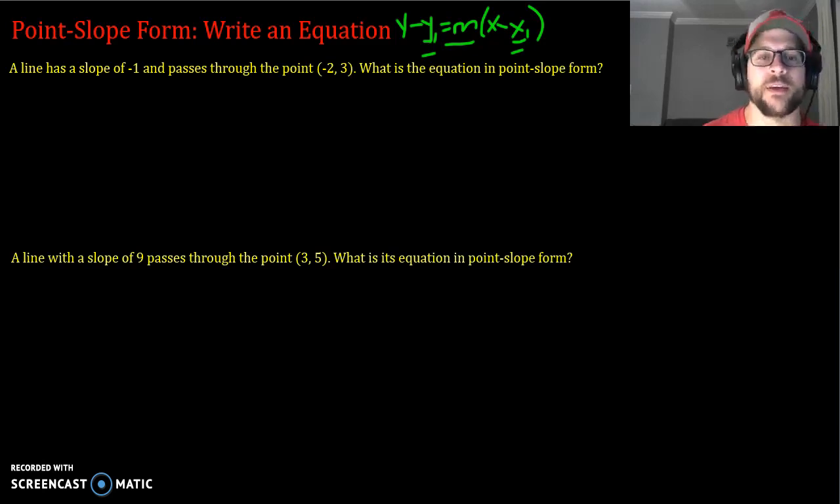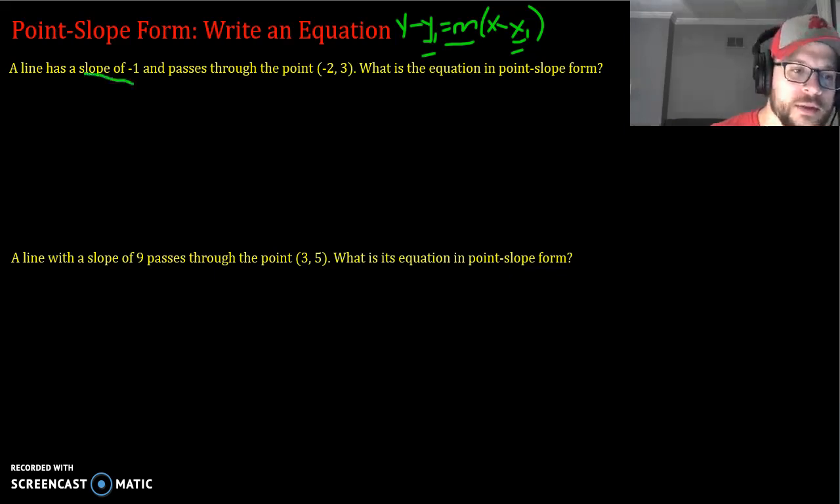So once you've identified your slope and your point, you're able to just plug those right in. There's nothing left to simplify, nothing to move around. Leaving it in that form is completely acceptable. In fact, in this lesson, is encouraged. So a line has a slope of -1 and passes through the point -2, 3. What is the equation in point-slope form?